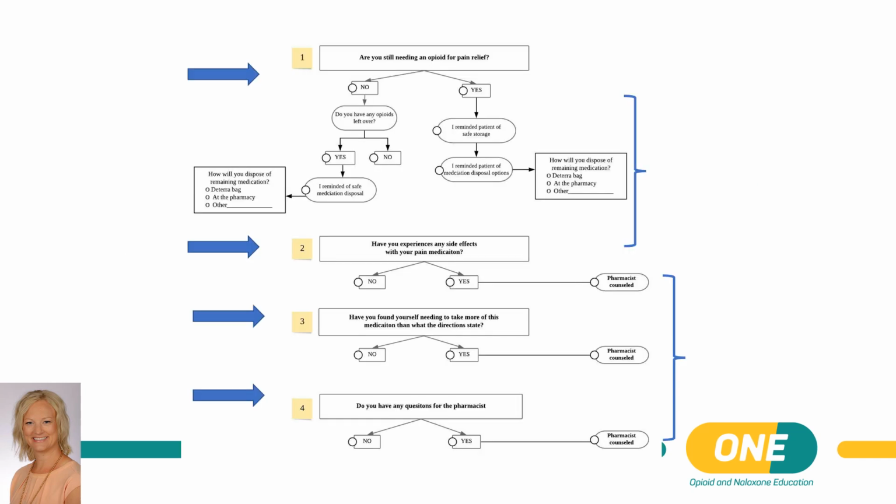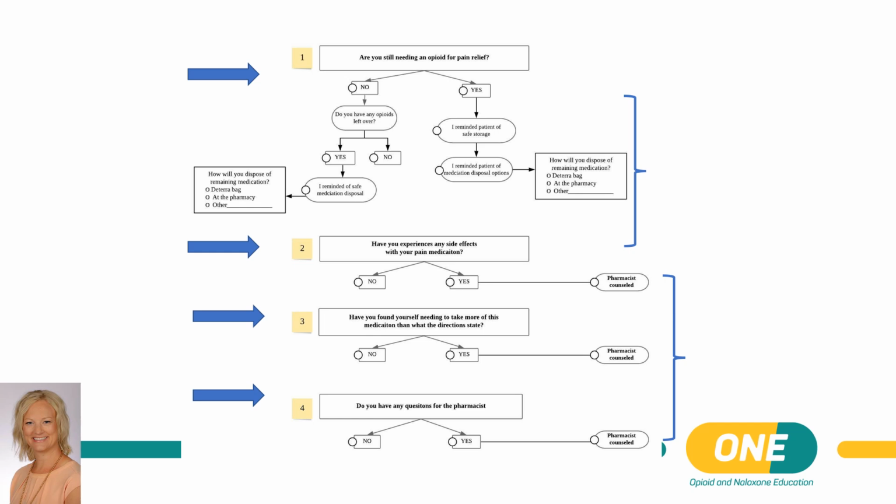This is what the screening form looks like. Number 1, are you still needing an opioid for pain relief? If the answer is no, then the pharmacy technician would ask, do you have any old opioids left over? If they say yes, you would remind them of disposal options like DisposeRx and MedSafe, and then ask them how will they dispose of their remaining medications: disposal bag, at the pharmacy, or other, and then you'll document that.